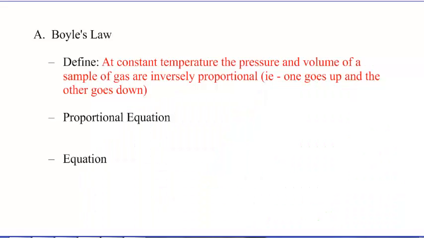The first law that we're going to look at is called Boyle's law. By definition, at constant temperature, the pressure and volume of a sample of gas are inversely proportional. What that means is, as one value goes up, the other value is going to go down.